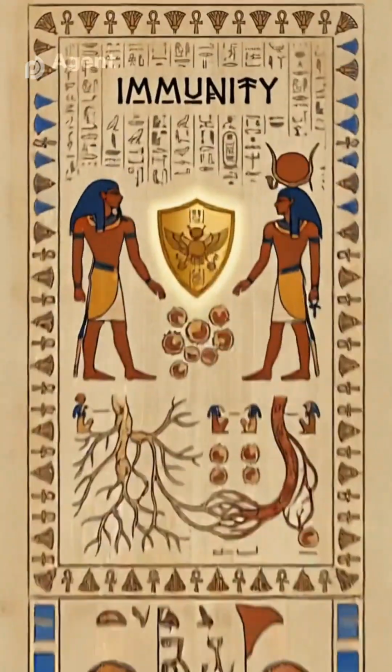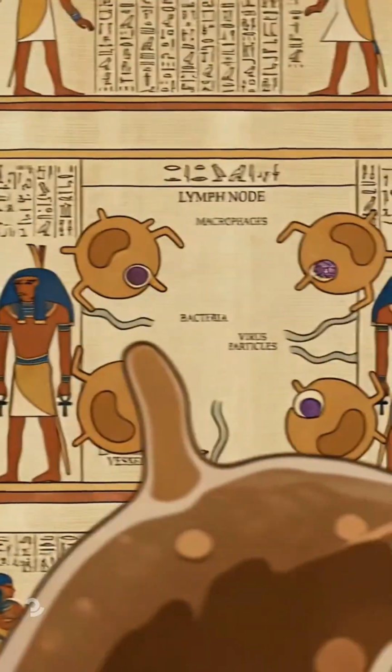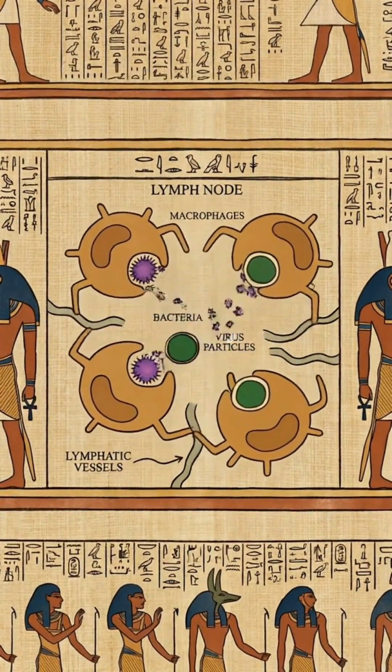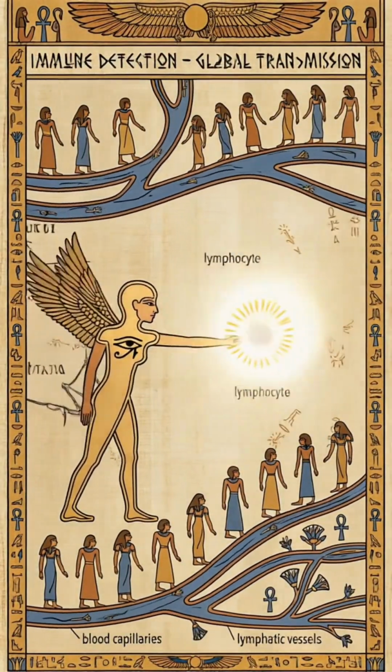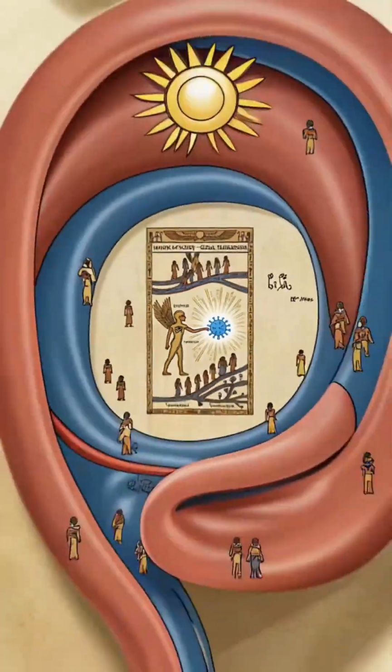Second, the lymphatic system is an important part of the immune system. It helps protect the body by detecting and destroying foreign substances, such as bacteria, viruses, and other harmful particles. Specialized immune cells in the lymphatic system identify these invaders and help prevent infection.